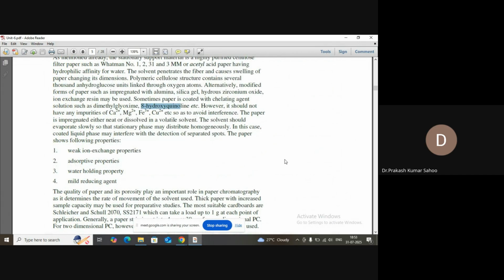Then in paper chromatography, the paper should show the following properties. What are the properties? Weak ion exchange property. The paper should have weak ion exchange property and should have good adsorption property, good water holding property, and mild reducing property. So these are some properties of a paper to be selected as the stationary phase for your paper chromatography.